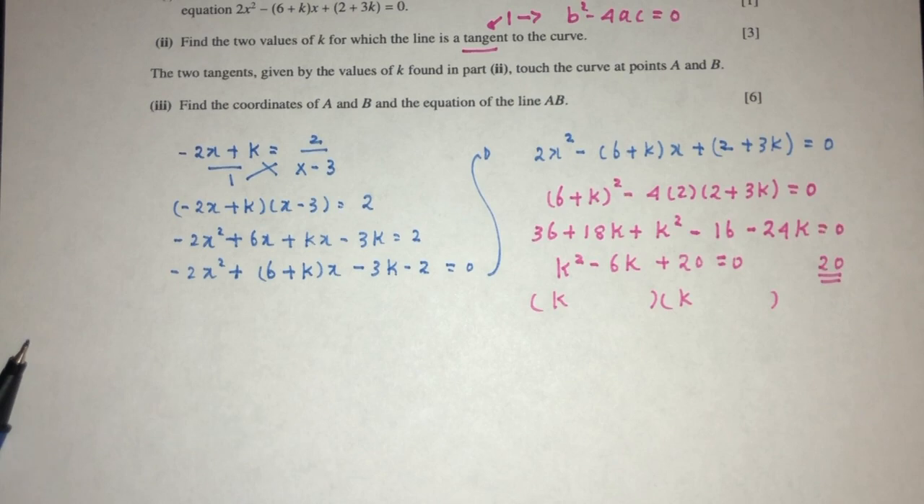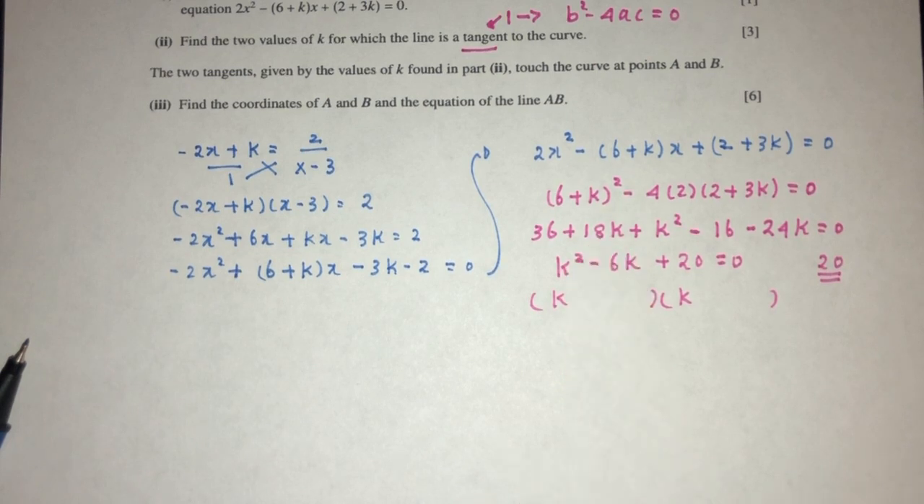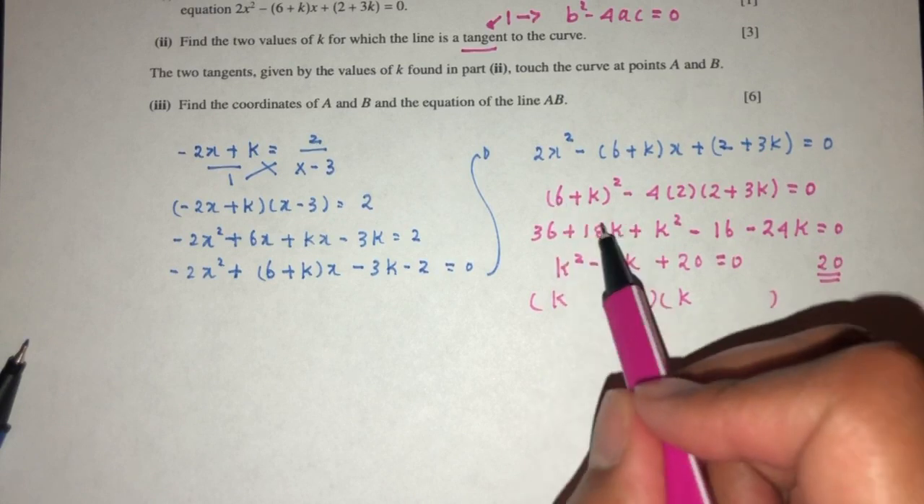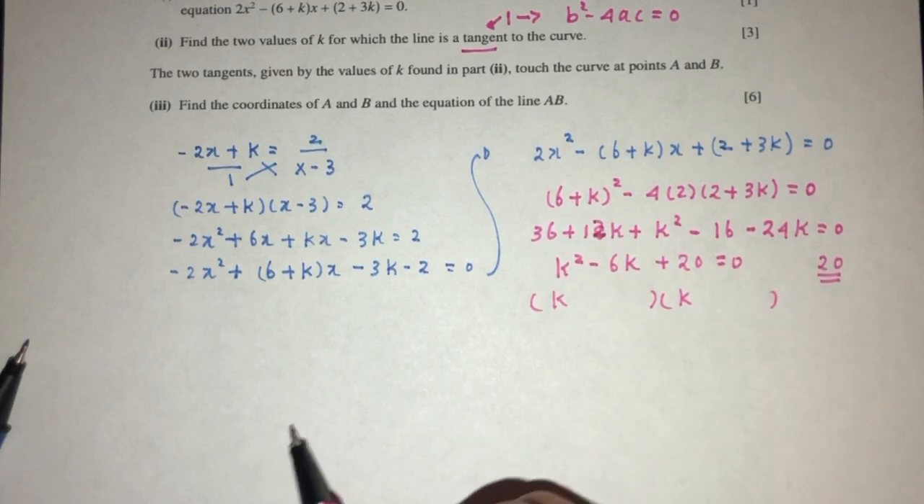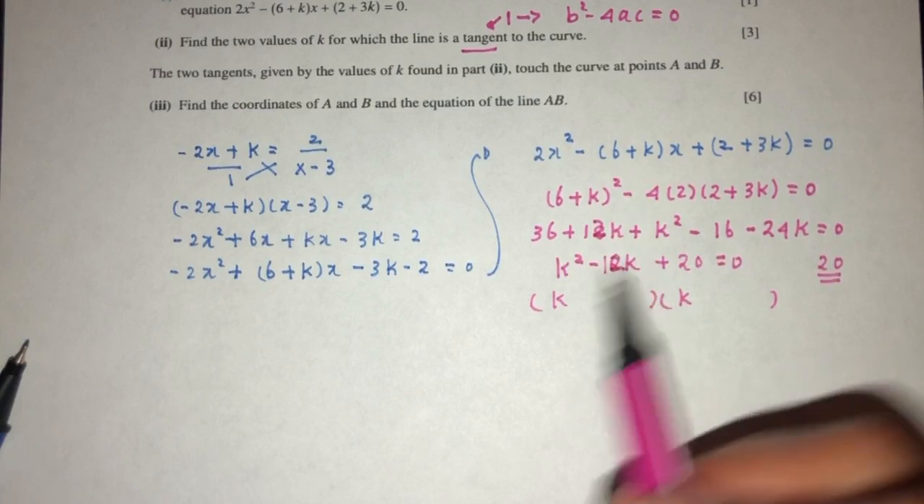That should be 24 here. So plus 18. This is not 18, this is actually 12. Sorry for this mistake. So 2 times 6 is 12, so this should be minus 12k. So now we are talking.